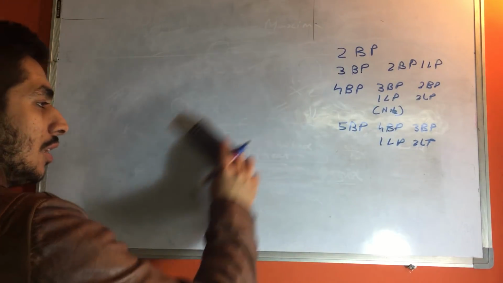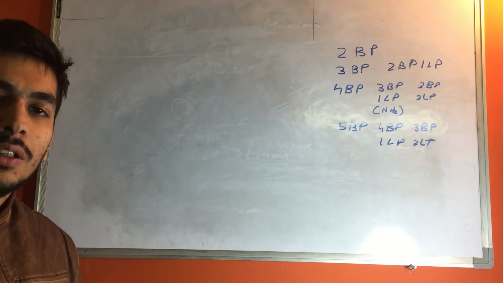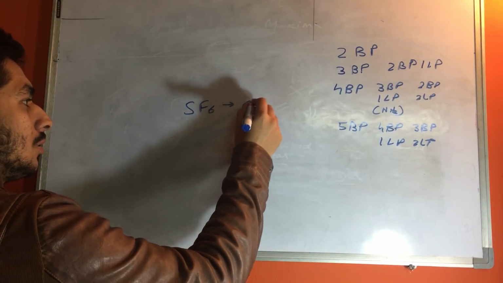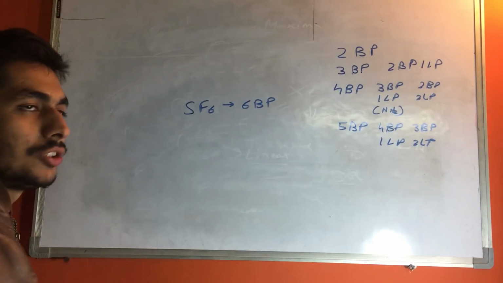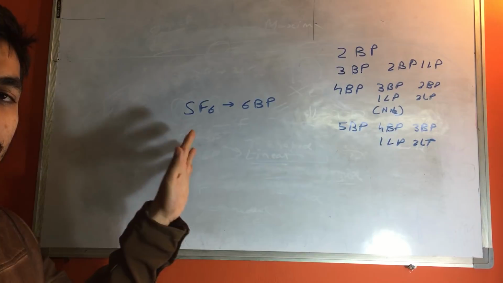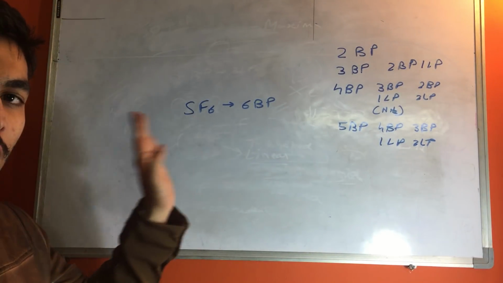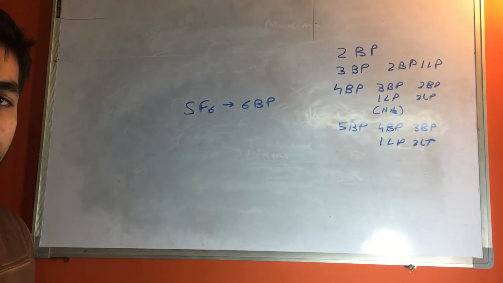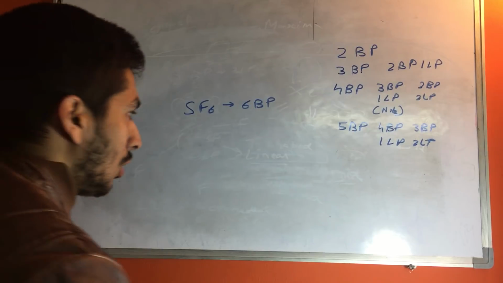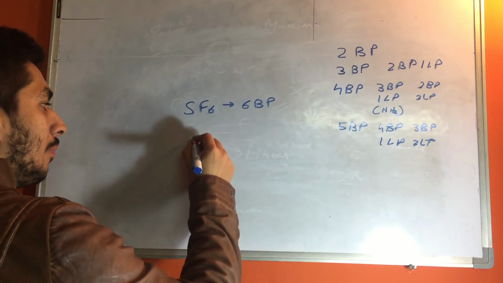Similarly, we can discuss the case of compounds with octahedral molecular geometry. If we talk about SF6, it has 6 bond pairs, so the molecular geometry is octahedral and the shape is also octahedral. Sulfur has 6 valence electrons, and all 6 are participating in bonding since there are 6 fluorines. So SF6 has octahedral molecular geometry and shape. What about, let's say, BrF5?